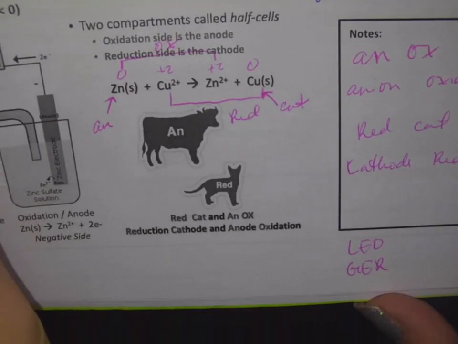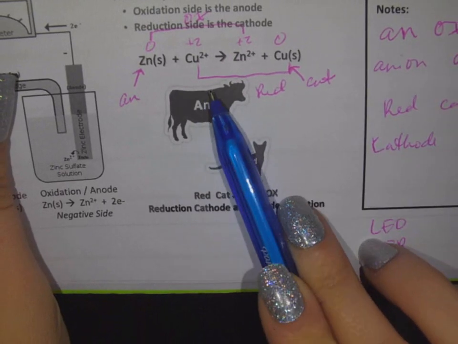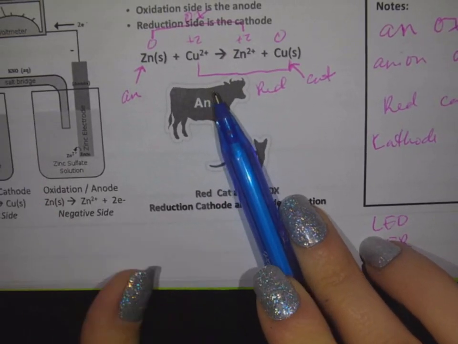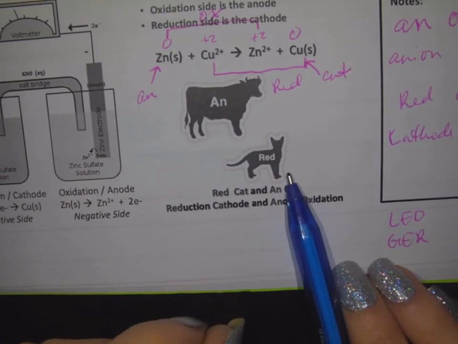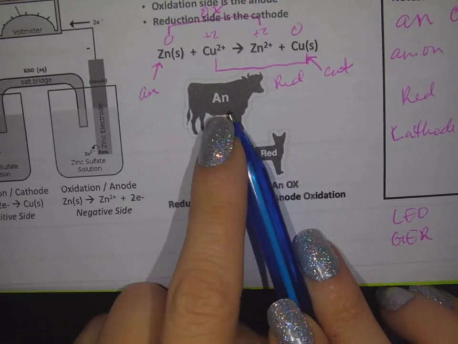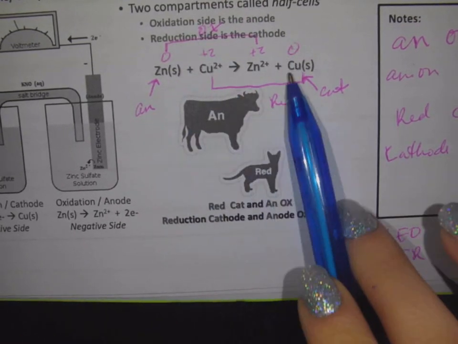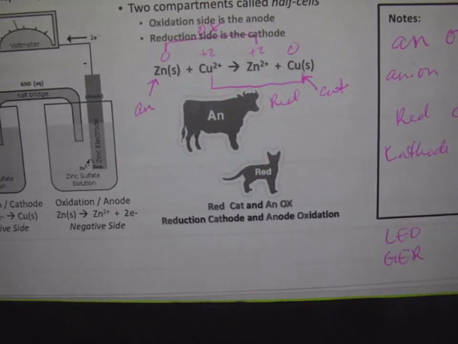So this was our red cat an ox. Okay. So when we reduce, that's when it's a cathode. When it oxidizes, that's when it's the anode. And this is what we drew earlier on the other page.